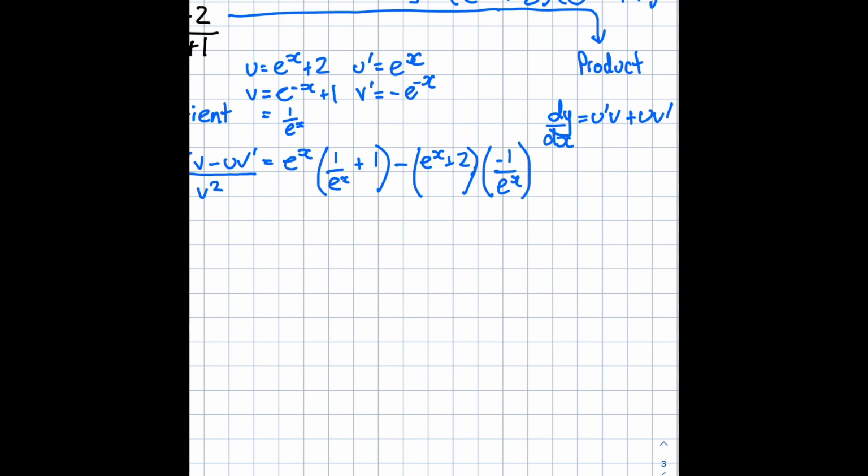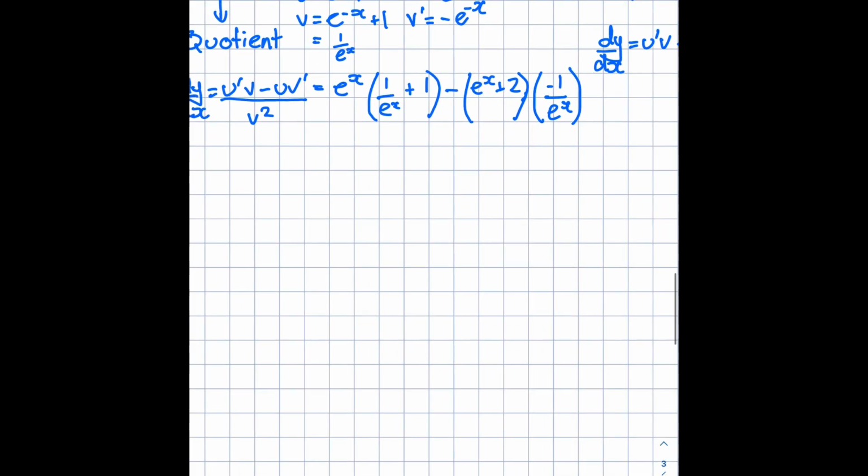So don't get confused. Rather than have the negative power, I've put it as a denominator, and I'm missing my v squared at the bottom, which is going to be 1 over e to the x plus 1, and that's squared there.